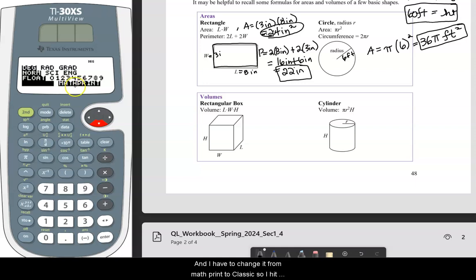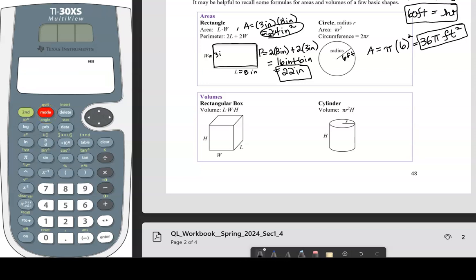And I have to change it from math print to classic. So I hit mode, then I cursored down until the cursor started flashing on classic, and I hit enter. And now my mode is changed to classic, and hit second quit. And now I'm going to hit pi again and enter, and there's the approximation for pi. So I like pretty print.